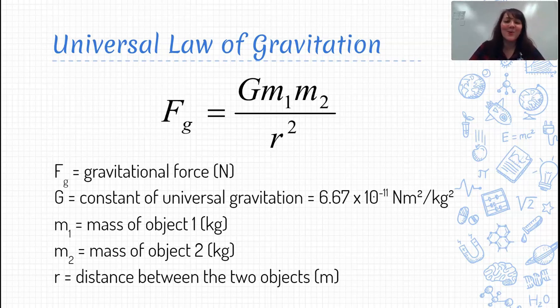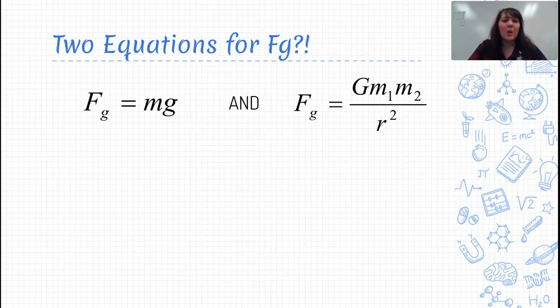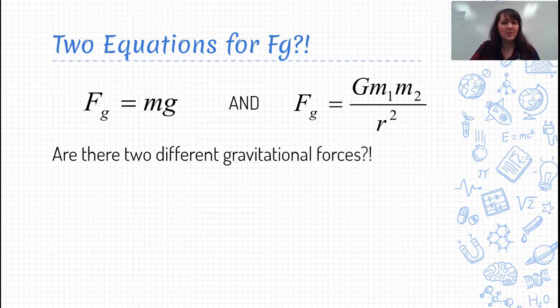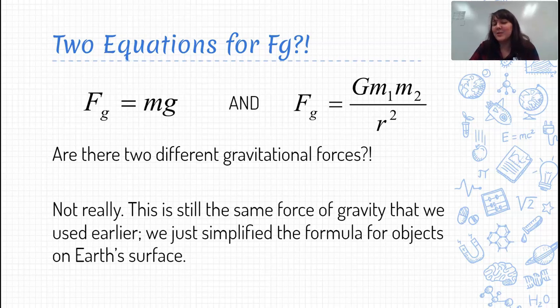Cool. So here's one thing that's a little bit strange. We already had an equation for gravitational force. We had Fg equals mg, and now I'm throwing another equation at you. And this might feel a little bit weird. Like, why are there two different gravitational forces? Or are there two different gravitational forces? And the answer is there's not two different gravitational forces. Gravity is just gravity.